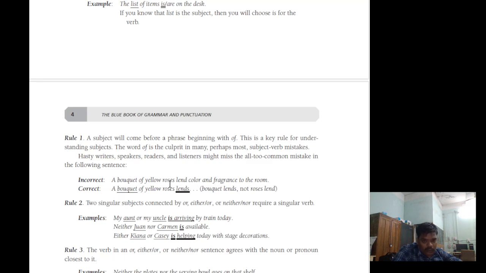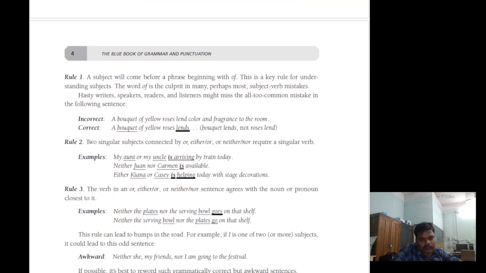Rule number two. Two singular subjects connected by or, either or, or neither nor require a singular verb. Example, my aunt or my uncle is arriving by train today. Neither John nor Kaman is available. Either Kena or Kesni is helping today with stage decoration.